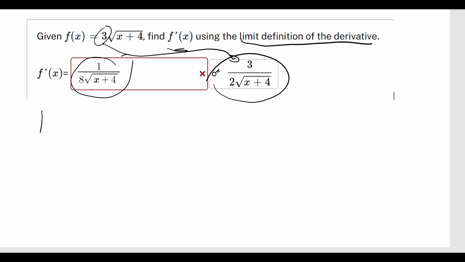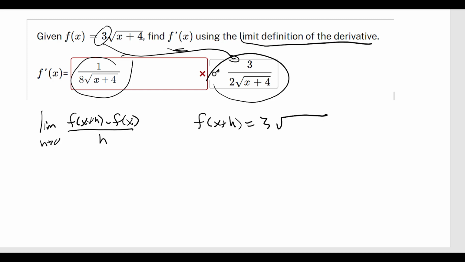The limit definition says the limit as h approaches 0 of f of x plus h minus f of x all over h. So if we look at what is our f of x plus h, it's going to be 3 times the square root of x plus h, then plus 4. And our f of x is going to be 3 times the square root of x plus 4.